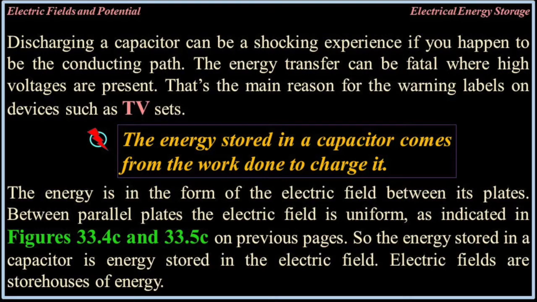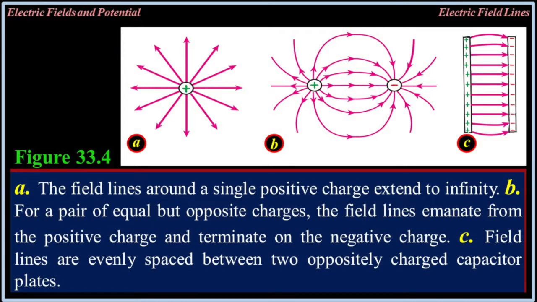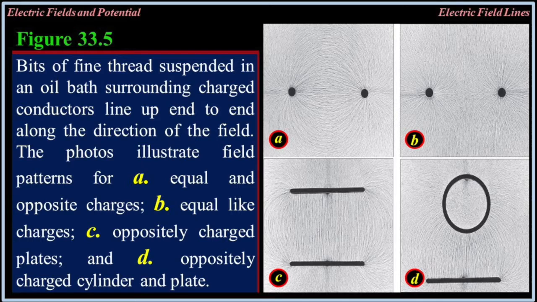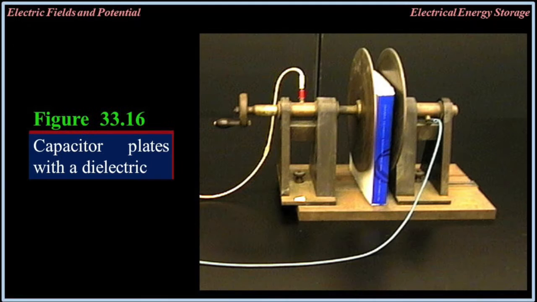The energy stored in a capacitor comes from the work done to charge it. The energy is in the form of the electric field between its plates. Between parallel plates, the electric field is uniform, as indicated in Figures 33.4c and 33.5c on previous pages. So the energy stored in a capacitor is energy stored in the electric field. The electric fields are storehouses of energy. Figure 33.16: Capacitor plates with a dielectric.